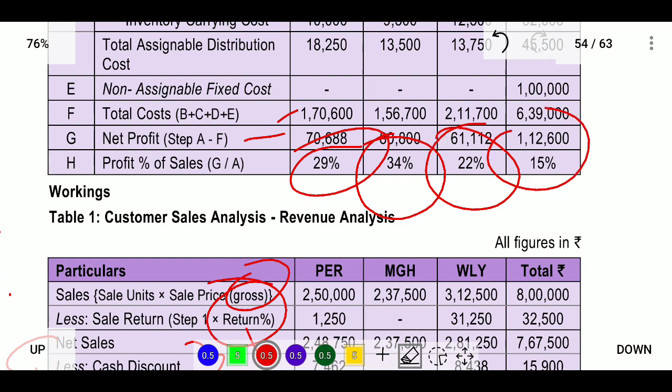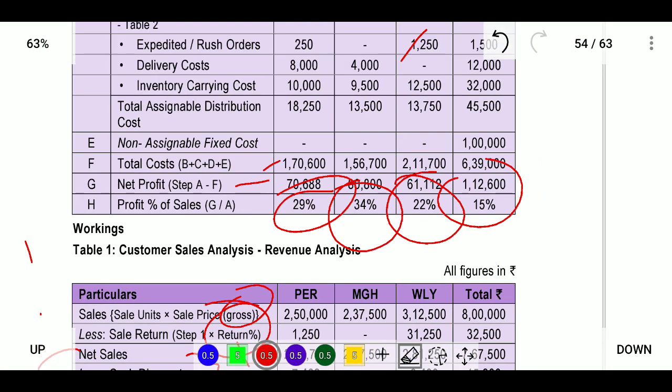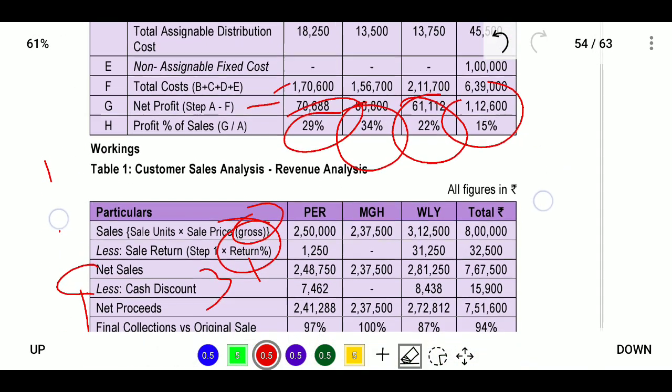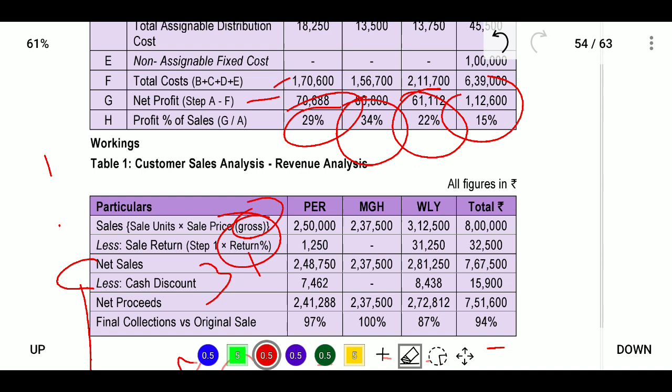we will see the percentage with the highest percentage, yeah, 34. That is the B person at 34. What is the volume? We will see the gross sales. Here gross sales is 2,50,000 and gross sales is 2,37,000. Gross sales is 312,500. So even though WLY's gross sales is high, we are getting less profit. But here the MGH sales is less, and we are getting more profit from him.